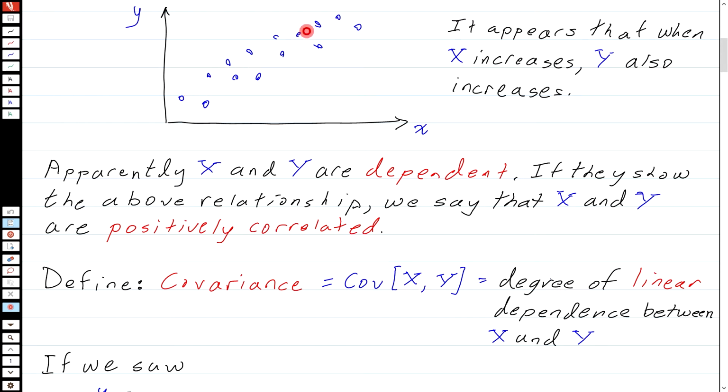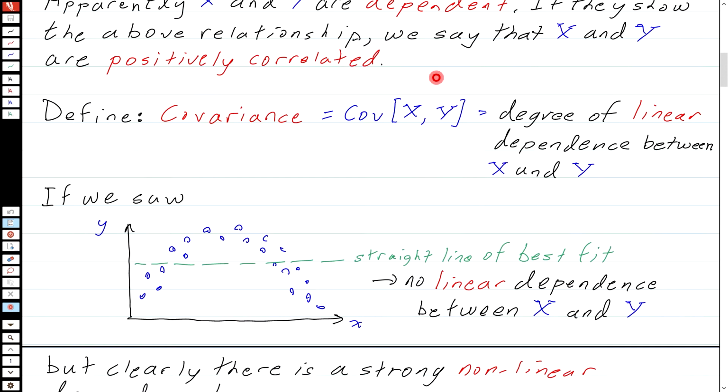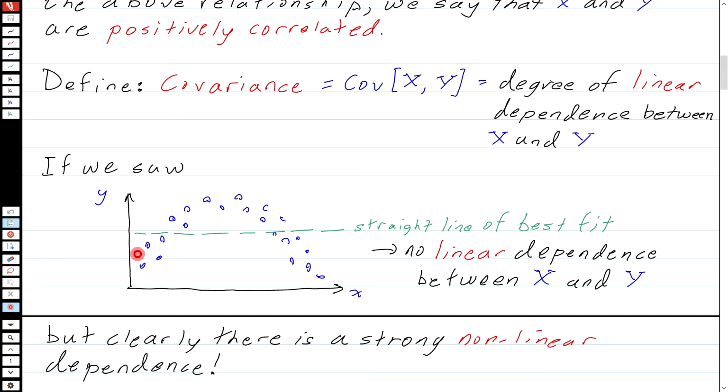If this is showing a straight line trend, it'll show a positive covariance. But for example, if I plot my pairs of x and y and I see something that looks like this, well, clearly there's a strong nonlinear relationship, but the line of best fit here might just be a straight line that looks like this. And that straight line is a constant, so y equals a constant has no dependence on x. So that particular line of best fit says that there's no linear dependence between x and y, but clearly there's a nonlinear dependence. So just because covariance is 0 doesn't mean that x and y are independent.